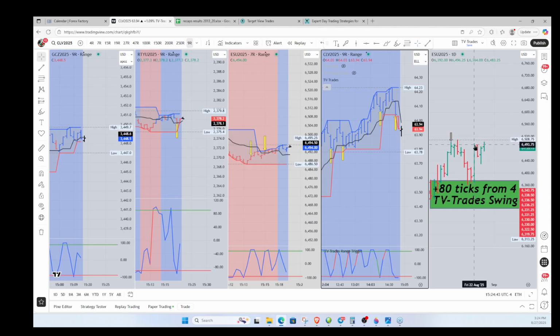We are above Friday's high right now on the ES. That's a good thing. If we close above Friday's high on the ES today, we're going to see higher highs. New all-time highs are going to be coming up very soon.